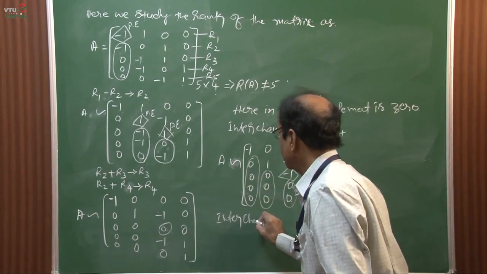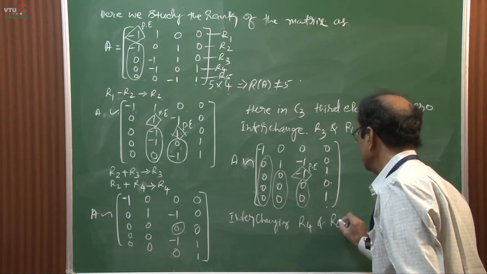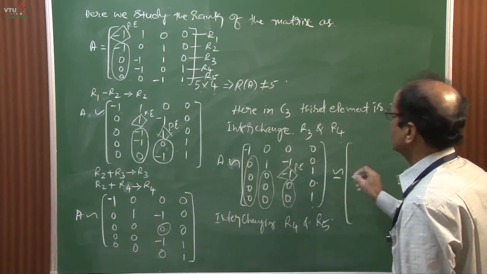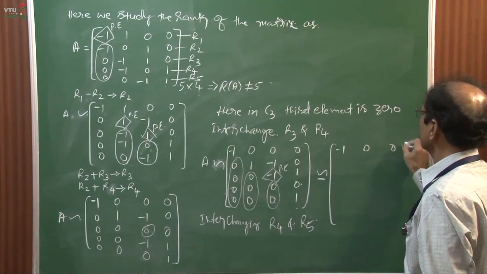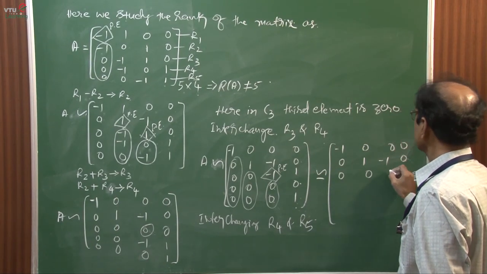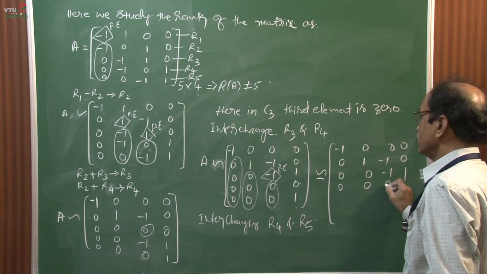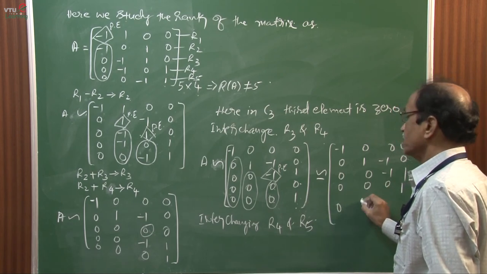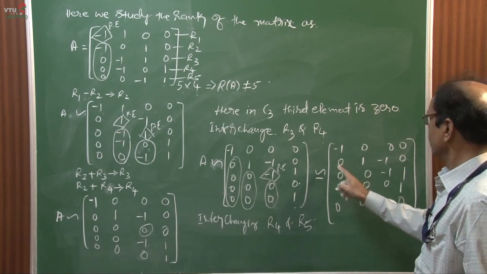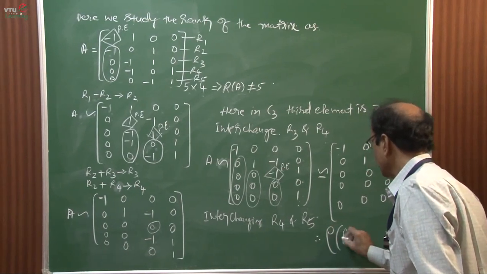Therefore, interchanging R4 and R5, then you will be getting A is equivalent to minus 1, 0, 0, 0, 0, 1, minus 1, 0, 0, 0, minus 1, 1, 0, 0, 0, 1, 0, 0, 0, 0. Then the number of non-zero rows is 4. Therefore, rank of A is equal to 4.